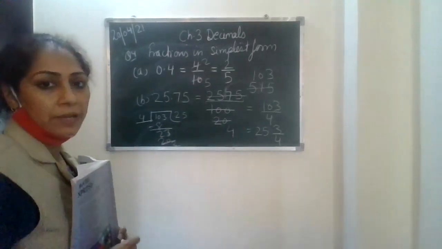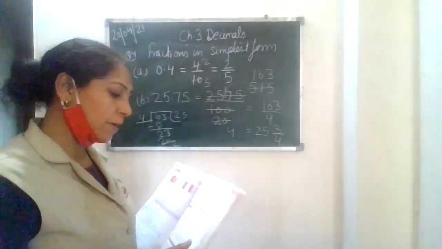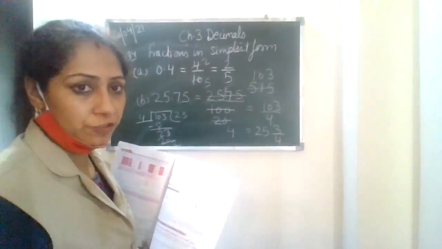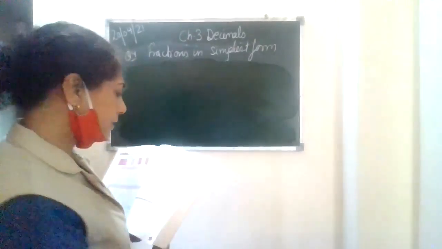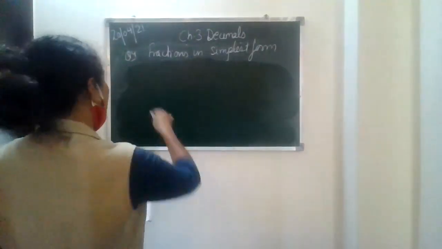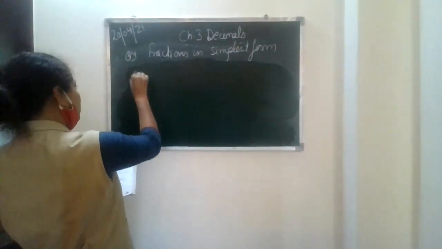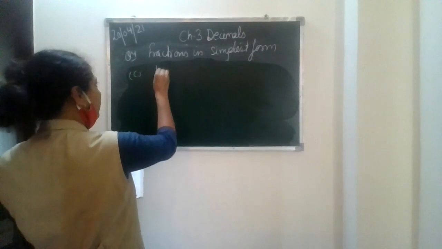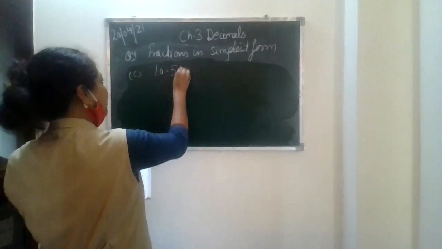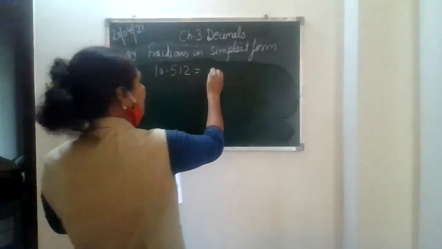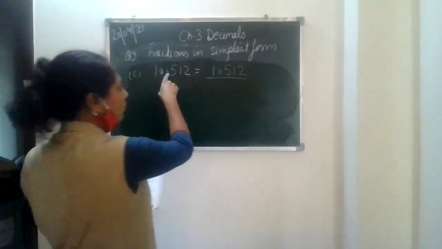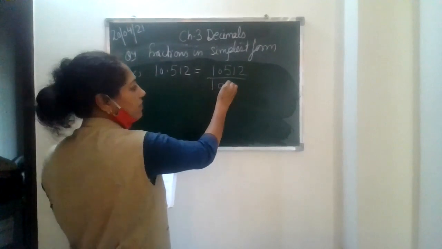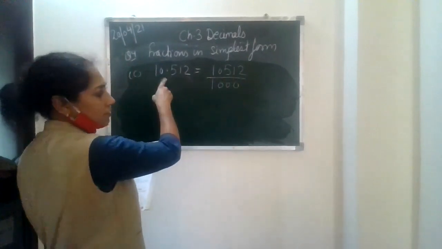So I have arranged the number like this. These are A and B parts. I'm going to do 2 more parts with you. So here we go. One more part, C part, 10.512. So we can write it like this, 10512. In order to remove the decimal, I have to place 1000, as the decimal is before 3 places.